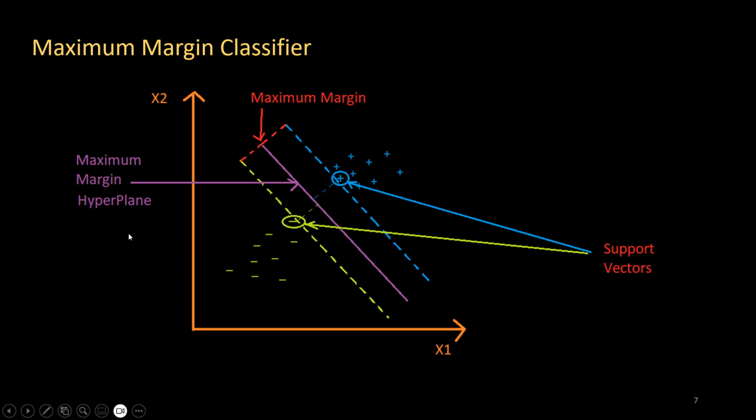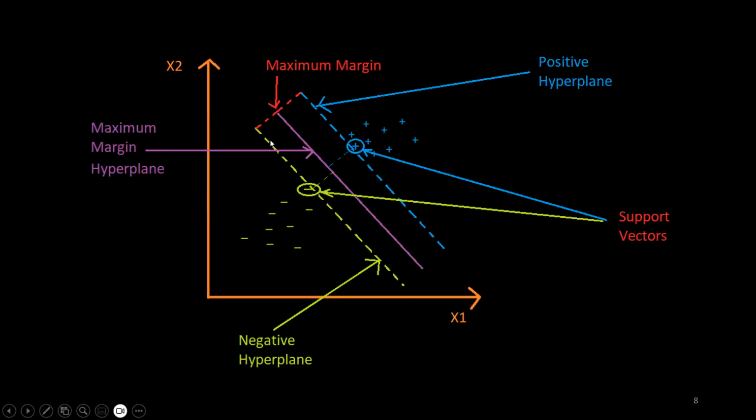So the target of a support vector machine classifier is to create a hyperplane which has the maximum margin on both sides of the data, or on both sides of the labels. Here we can see that this is the negative hyperplane. This hyperplane is crossing the negative support vector, and this is our positive hyperplane, which is passing over the positive support vector. So this is our support vector on the positive hyperplane, this is our support vector on the negative hyperplane, and this is our maximum margin hyperplane.